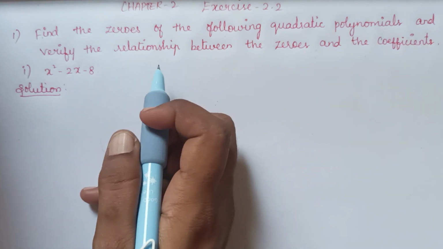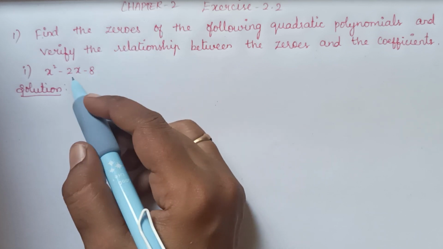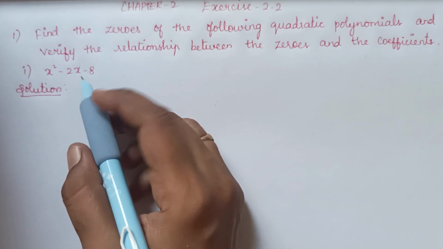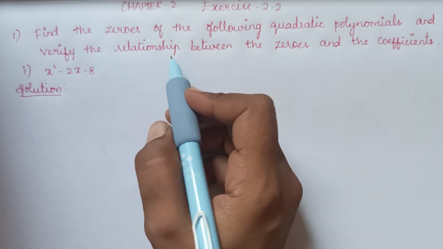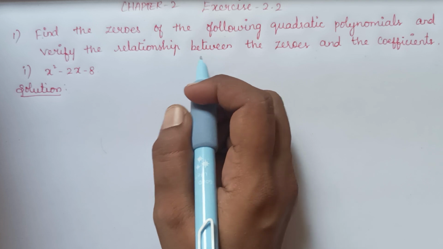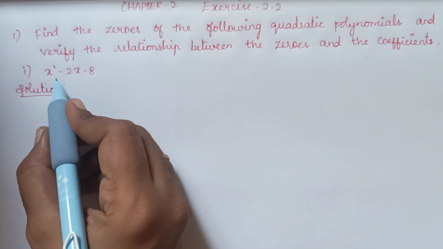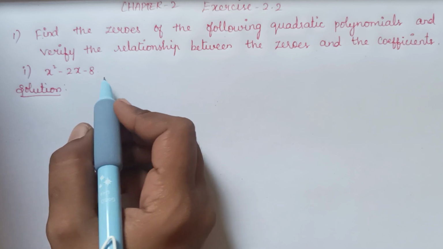Six sums are given, and we want to find the zeros of the given polynomial, and then verify the relations. Those relations are the sum of its zeros and the product of its zeros. First we get into this sum: the first one, x square minus 2x minus 8.